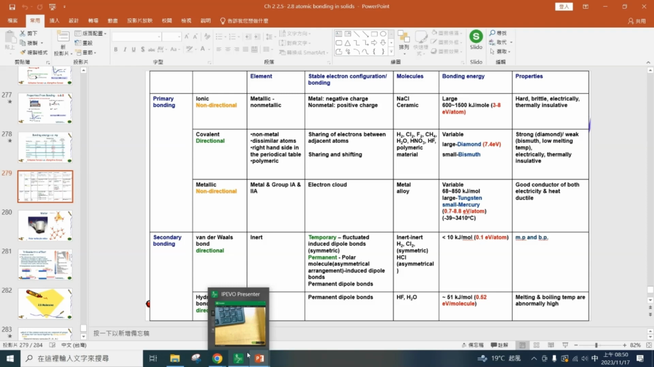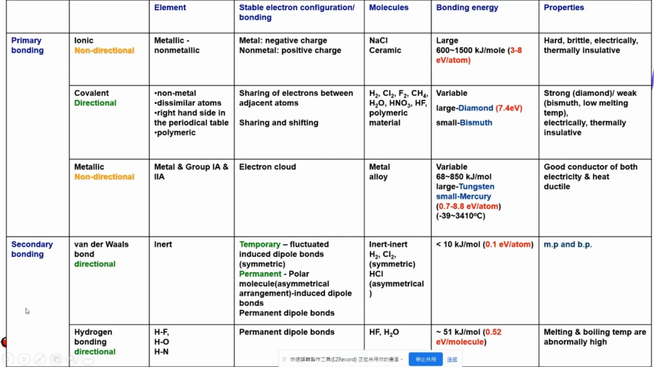As usual, before we move to a new topic, let's have a quick recall of what we have learned in chapter 2. In chapter 2, we learned there are two types of bonding. The first type is called primary bond. The second type is secondary bond. And there are three primary bonds. They are ionic bond, which is a non-directional bond. The second one is covalent bond, which is a directional bond. The third one is metallic bond, which is a non-directional bond.